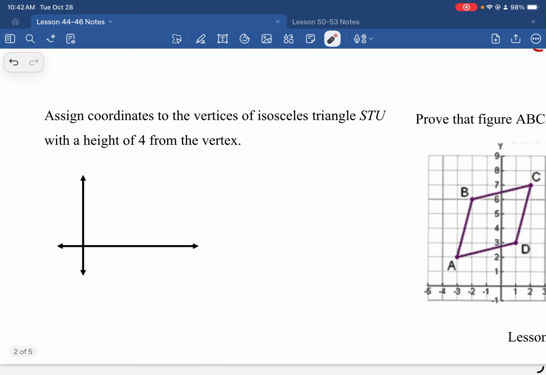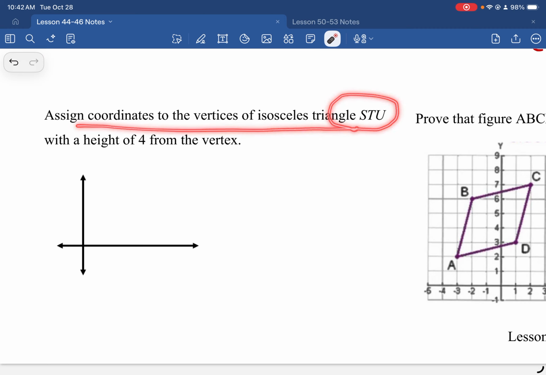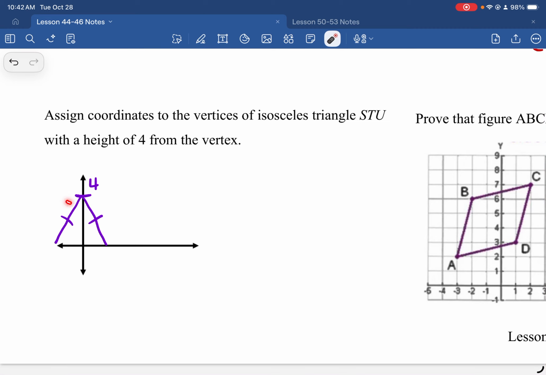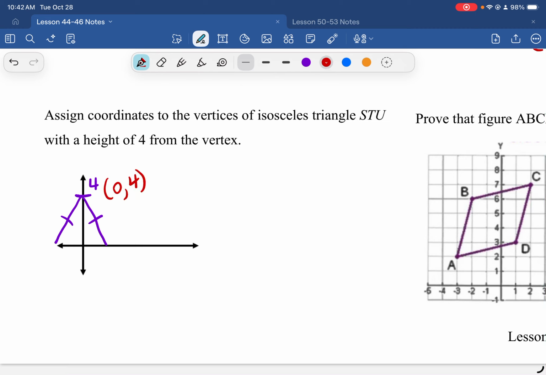All right, down here it says assign coordinates to the vertices of isosceles triangle STU with the height of 4 from the vertex. Okay, remember what we talked about as far as isosceles triangles are concerned. They have two equal sides. All right, so I'm going to label this 4 units, and I'm going to draw my isosceles triangle as best I can. They're congruent. Now I know this coordinate right there has to be 0, 4. 0 on the x, 4 on the y. This one over here, we don't know what the x units are, so we'll just use x, but we do know the y is at 0. So this will be x, comma 0. And if it's the same distance apart on the other side, this has to be the negative, the opposite. So negative x, 0. Oh, and I forgot to label again, S, T, U.